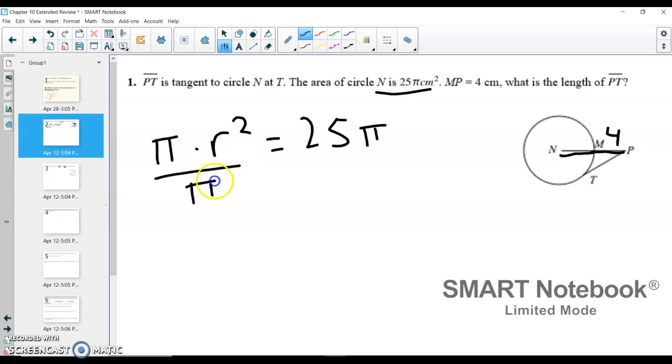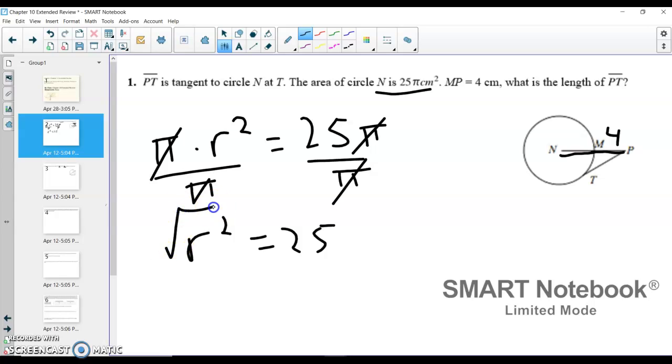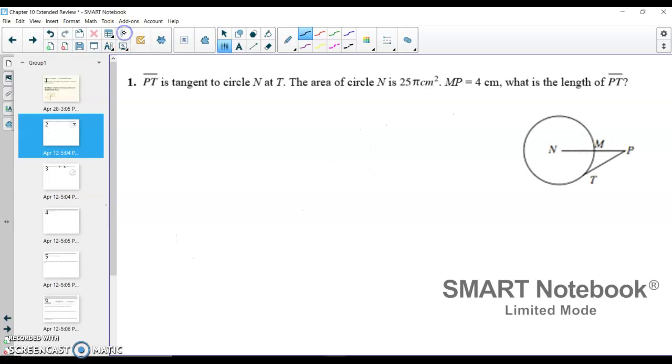I'm going to divide both sides by pi, in which case these cancel, and so do these. Pi over pi would just be 1. That leaves me with r squared equals 25. Then to finally solve for my radius, I need to square root both sides, which leaves me with r of 5. And so any radius I draw in this circle is going to have a distance of 5. I'm going to erase so that I can continue to work, but I'm going to add that piece of information once it's erased.